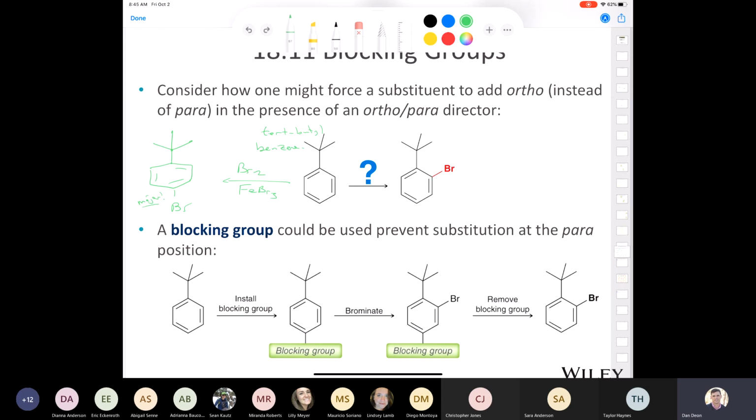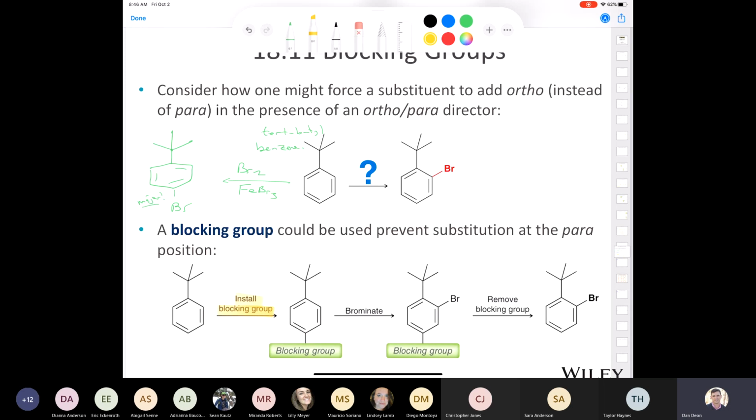Okay, and the way that we do that is we install what's called a blocking group, not a protecting group, right? Remember the protecting group, the silyl ether that we looked at way back in the alcohols when we were discussing Grignard chemistry. No, this is a blocking group because it's going to block the para position from being substituted.